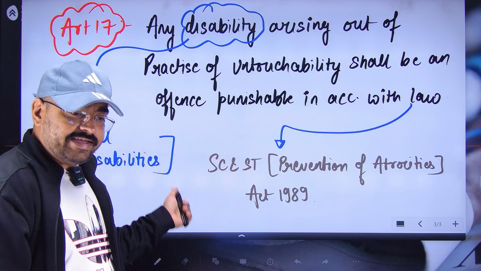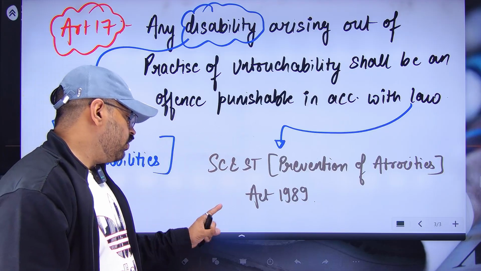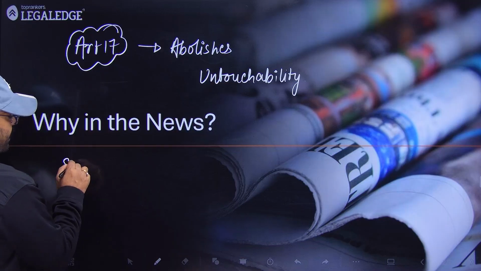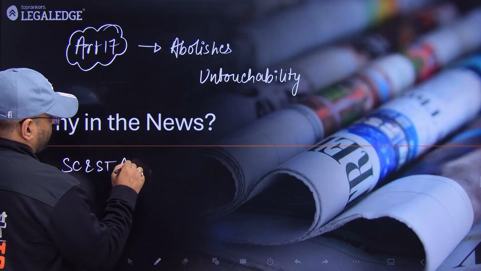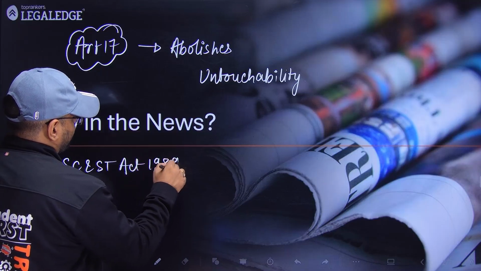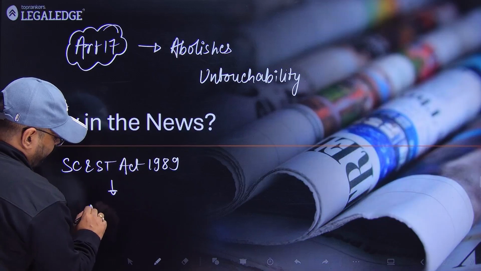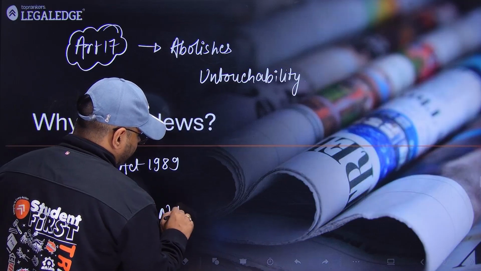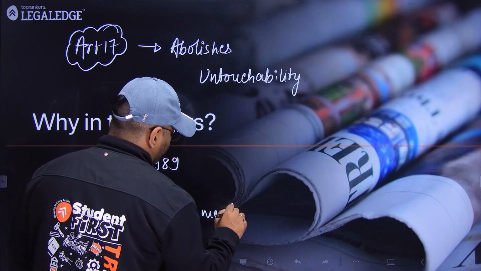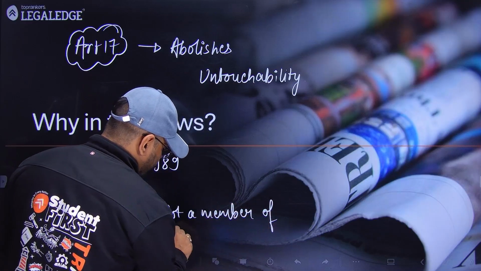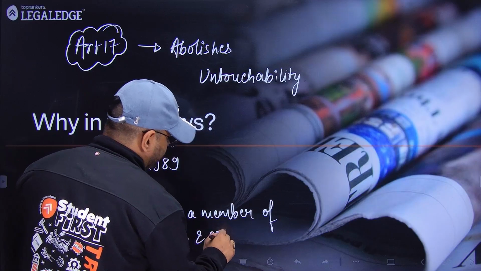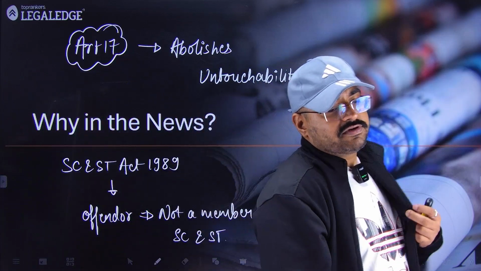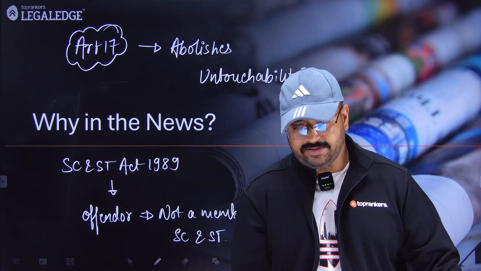ठीक है, तो ये इस एक्ट का बैकग्राउंड है। बट ऑलवेज रिमेंबर an important thing about the SC/ST Prevention of Atrocities Act, that under the SC/ST Act of 1989, an offender will always be a person who is not a member of scheduled caste and scheduled tribe. ठीक है? The offender under this act will always be a person who is not a member of the scheduled caste or scheduled tribe. ठीक है?